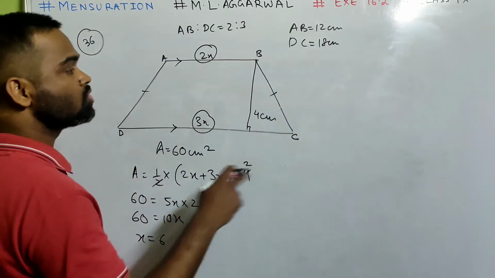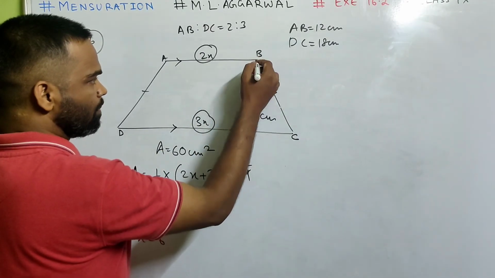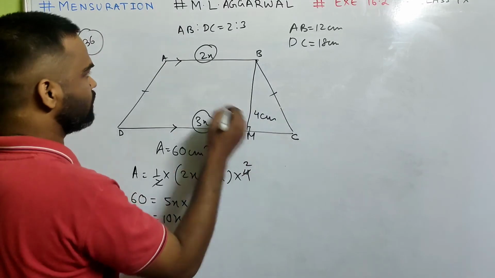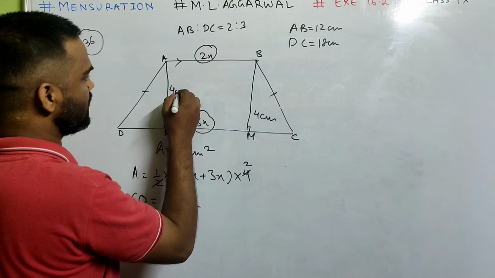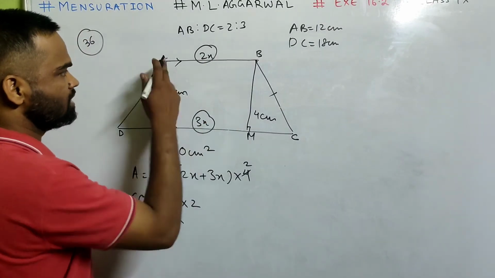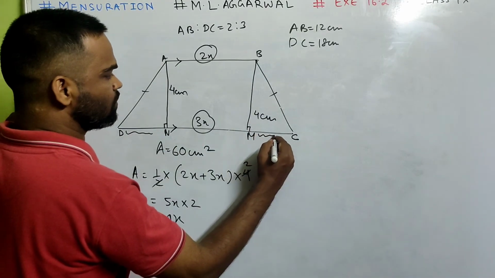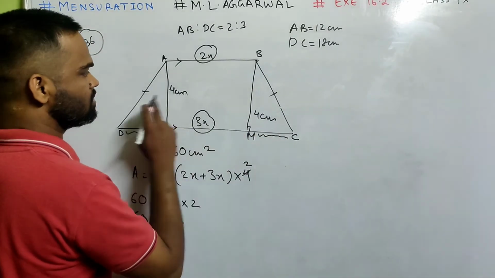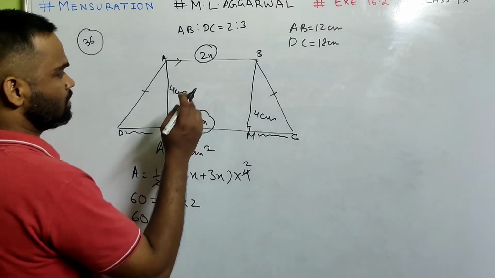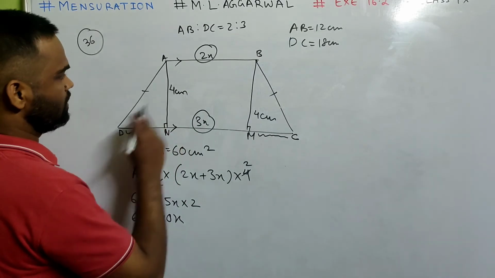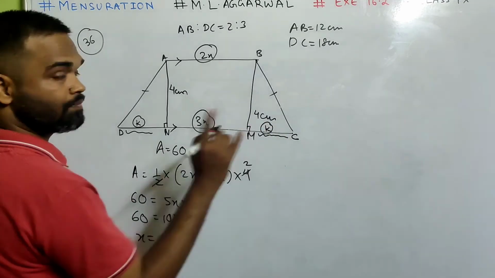Done. Now it's an isosceles trapezium. If you drop a perpendicular from B, suppose BM is 4, similarly AN is 4. Now look carefully, since it's an isosceles trapezium, this length and this length will be same because these two triangles will be congruent. So this and this is same. Now look carefully. Suppose this is K. So this is also K.